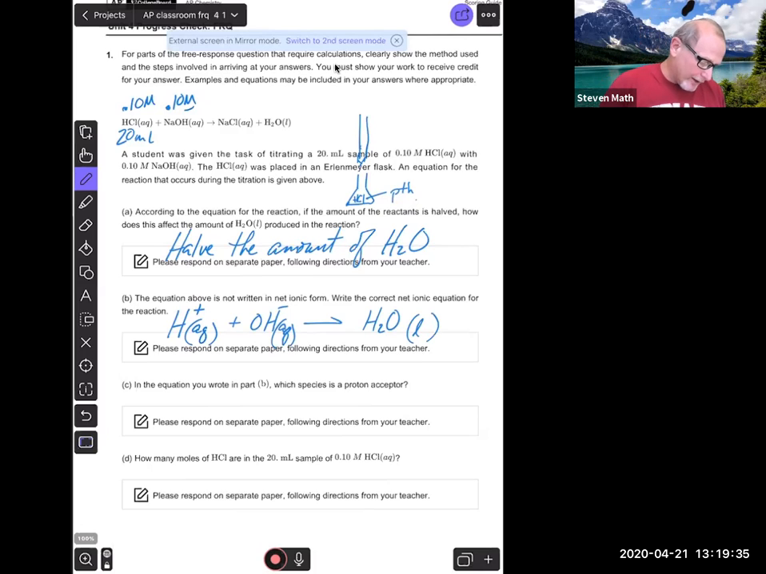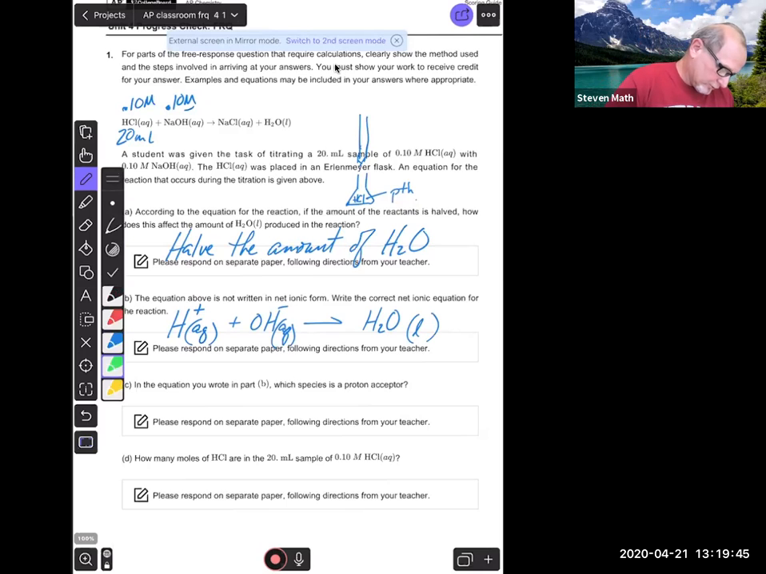In C, in the equation you wrote in B, which one's the proton acceptor? Well, the proton, right there, that's the proton. So your answer is OH minus. They don't ask why, they don't ask what, and they didn't use the term Lewis acid, Lewis base. They're sticking to proton acceptor. That's a fair game question, I think.